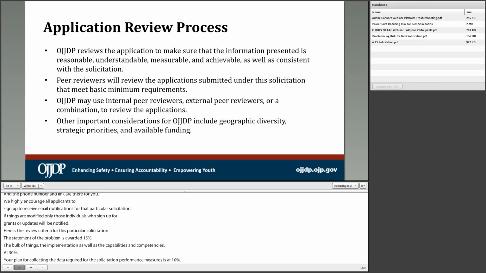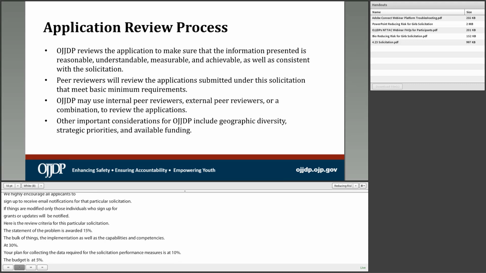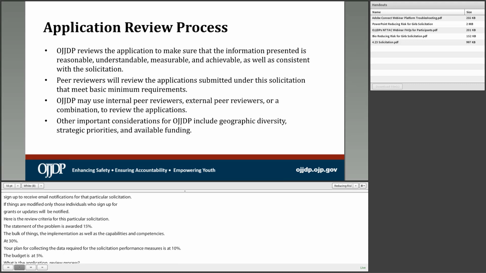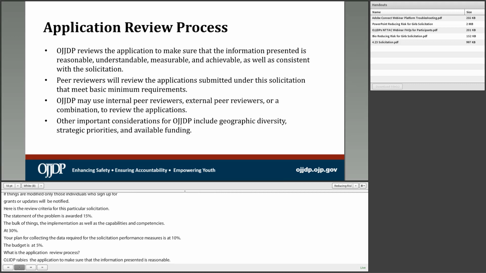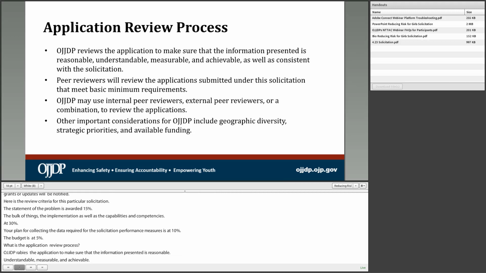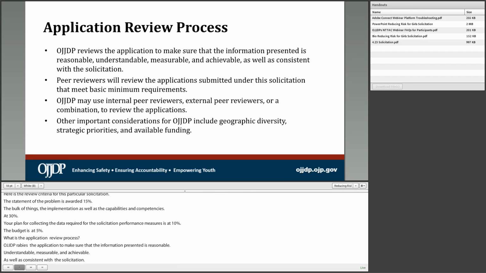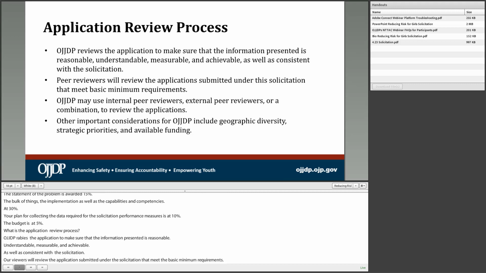So what is the application review process? OJJDP reviews the application to make sure that the information presented is reasonable, understandable, measurable, and achievable, as well as consistent with the solicitation. Peer reviewers will review the application submitted under this solicitation that meet the basic minimum requirements. OJJDP may use internal peer reviewers, external peer reviewers, or a combination to review the application.